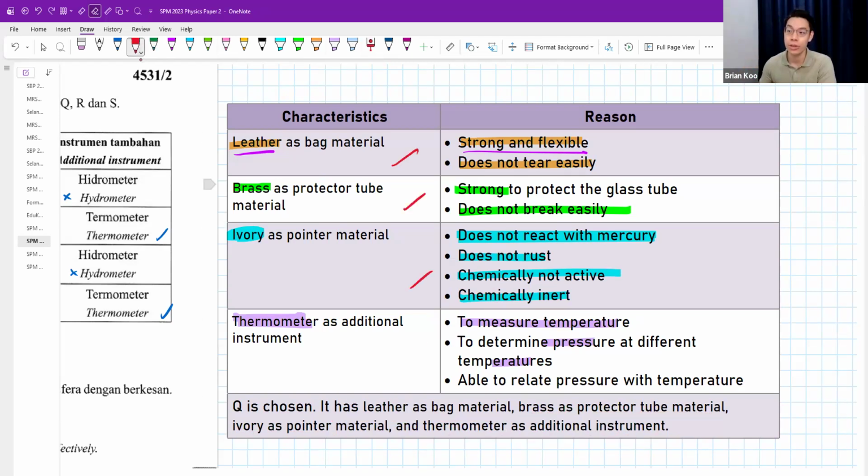Okay, 1, 2, 3, 4. Any one reason already correct. You don't have to write so many. But can you write 2 reasons if you want? Can. Can you write 3 reasons if you want? Can. Writing more is not a problem. Yeah. And then you chose Q, and the reason why, that is 10 out of 10.